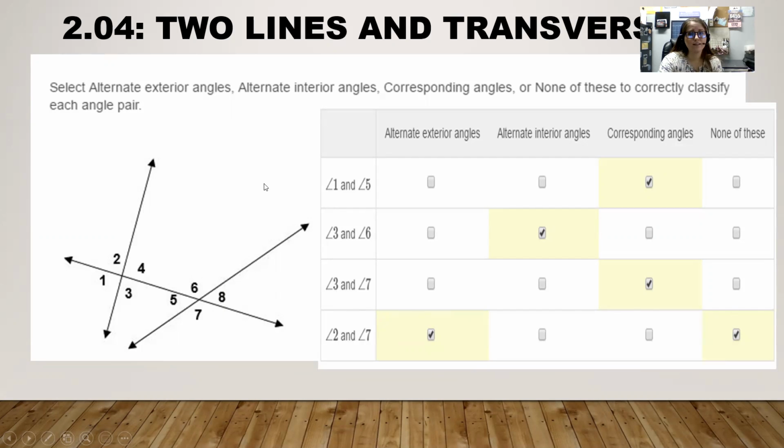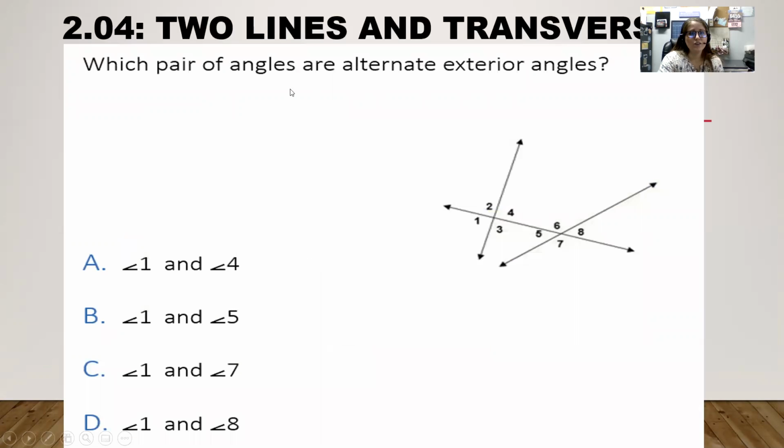All right. So looking at this question, we want to know which pair of angles are alternate exterior angles. In this case, we've got 4 answer choices and each has a pair of angles. So just take a look at each one of those individually and check to see if it would work. So we've got angle 1 and angle 4. We know that angle 1 is on the exterior, but angle 4 is on the interior. So these two would not work. A would not work.